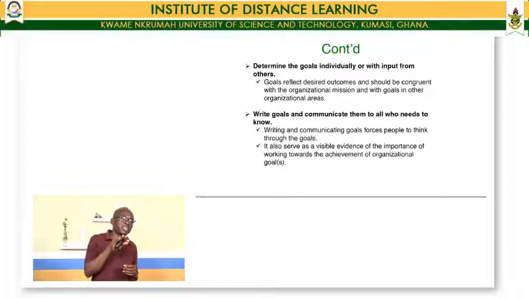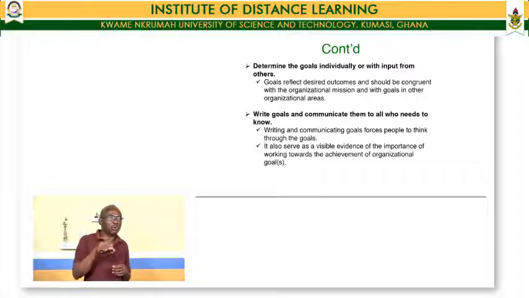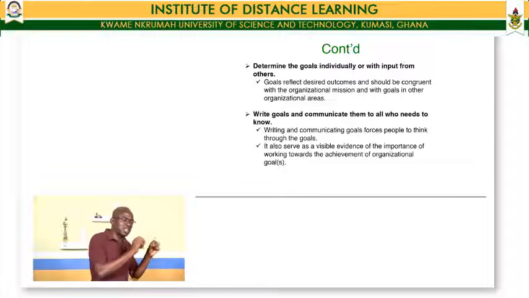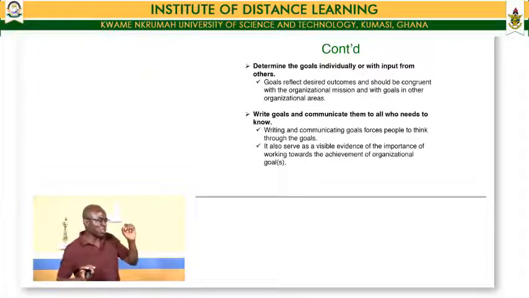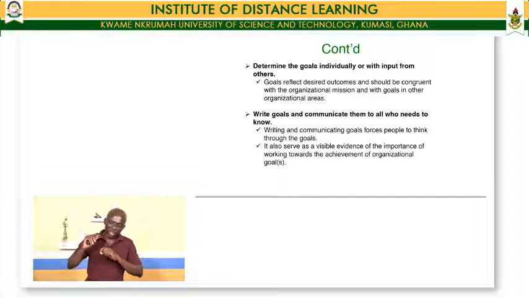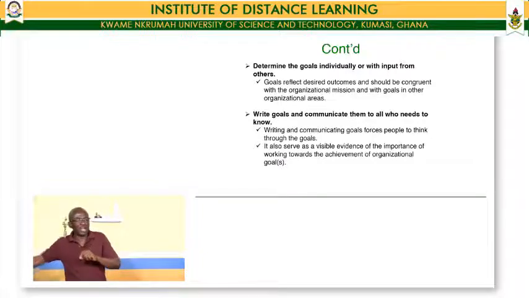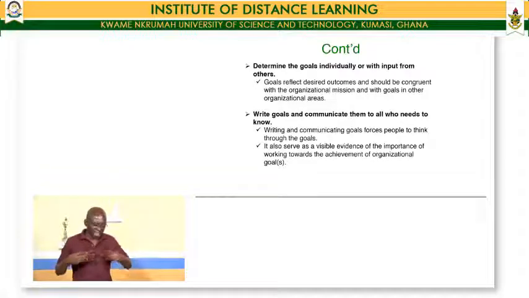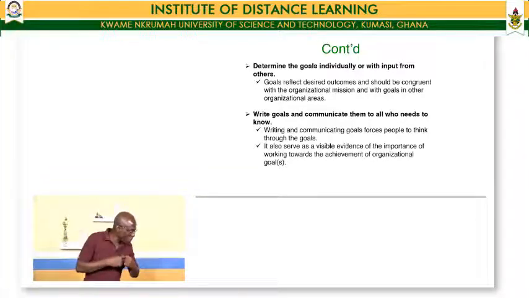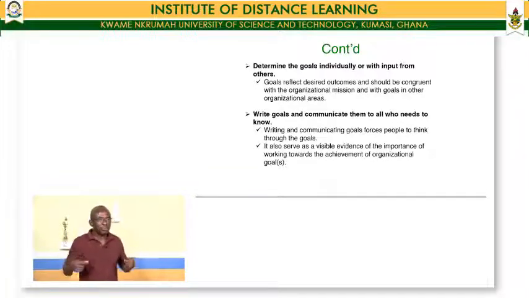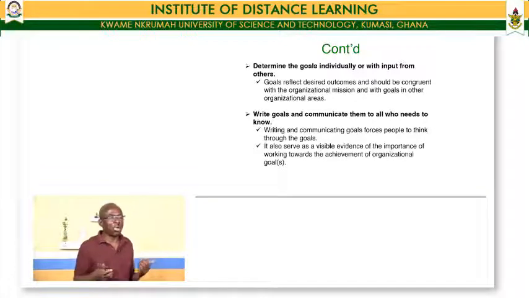So goals reflect desired outcomes and should be congruent with the organization's mission and with the goals in other organizational areas. We have said that there's a need for consistency. It must be derived from the organizational goals, and it should not work to disrupt the goals of other departments within the organization. They must move in tandem. There must be consistency and relatedness. And so, like the plans, you write the goals, you communicate, you discuss, and everybody becomes aware of the goals that have been set to be achieved.